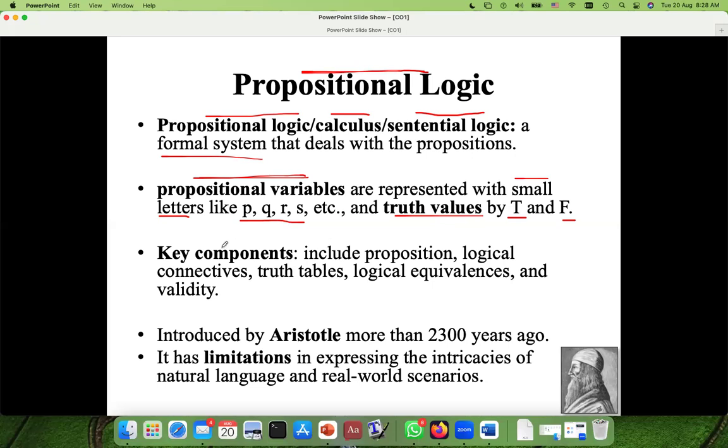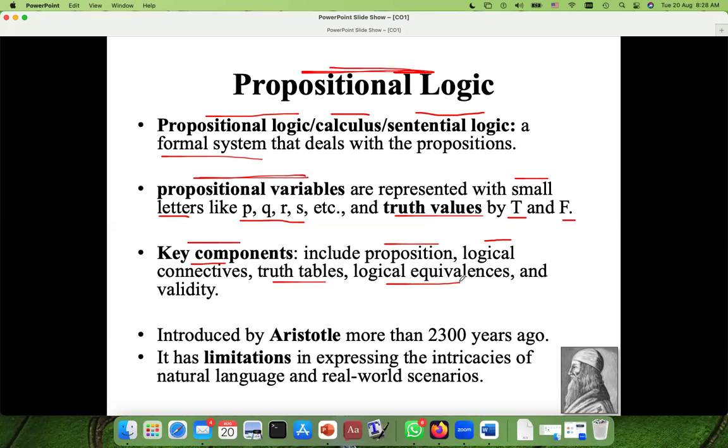Now, what are the different things that we will study in this field? Propositional logic. The key concepts that we will learn in this topic: propositions, which we already know, logical connectives, which will come in upcoming slides, then truth tables, then the logical equivalence between propositions.